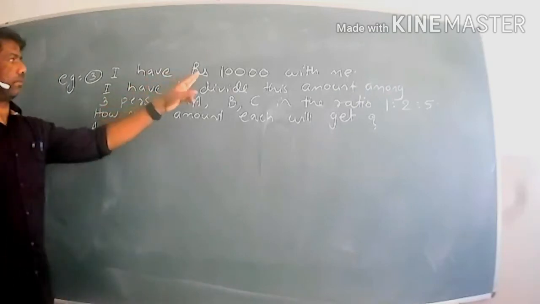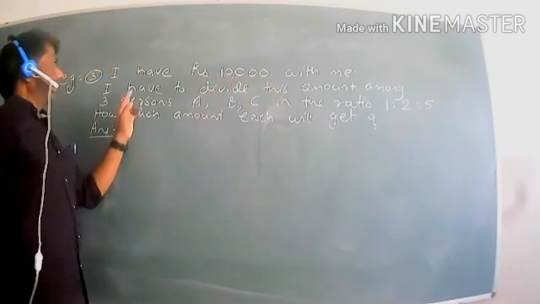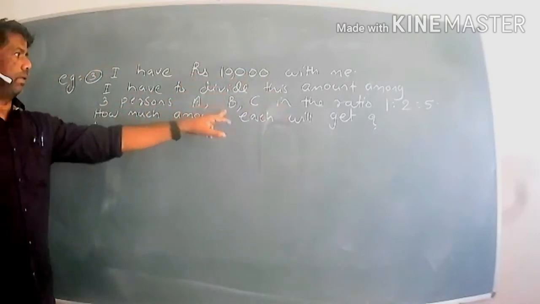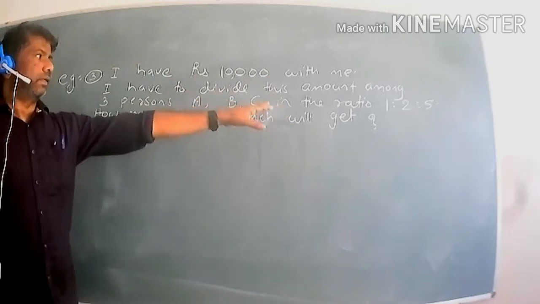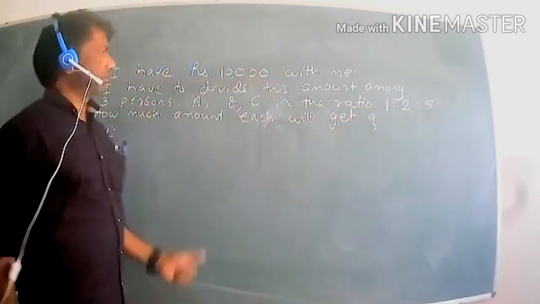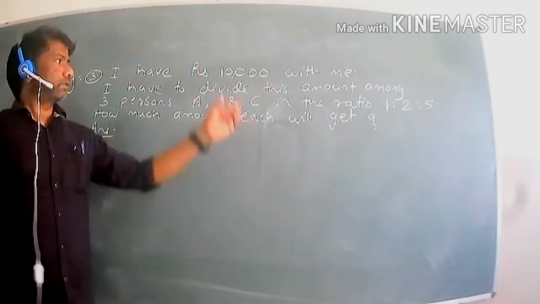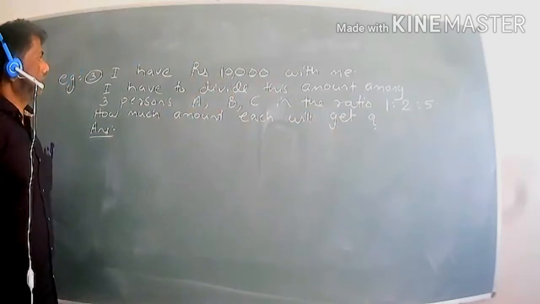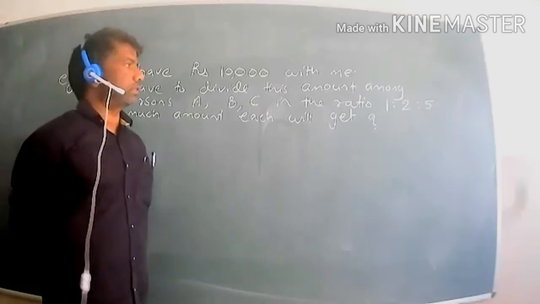I have rupees 10,000 with me. I have to divide this amount among three persons A, B, and C. We have to divide in the ratio 1 is to 2 is to 5. How much amount will each get? So the total amount is 10,000. This amount I have to divide among three persons A, B, and C, in the ratio given as 1 is to 2 is to 5.